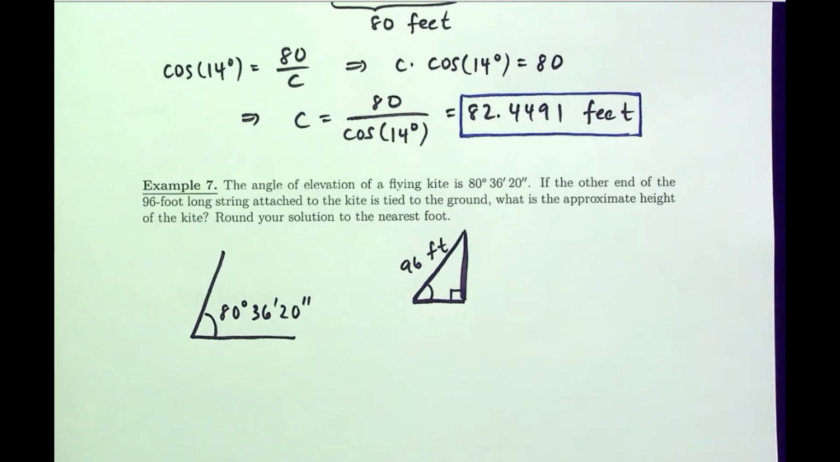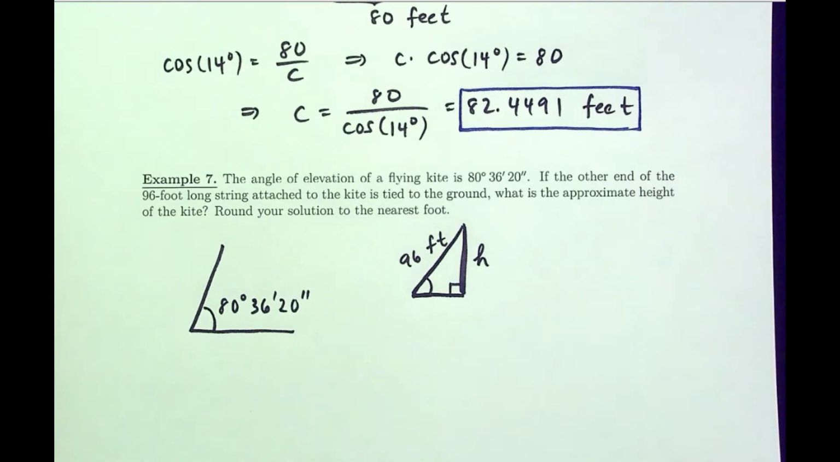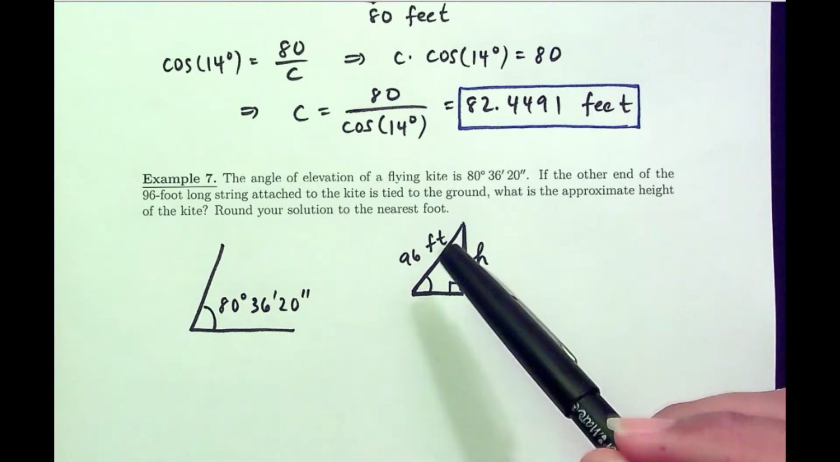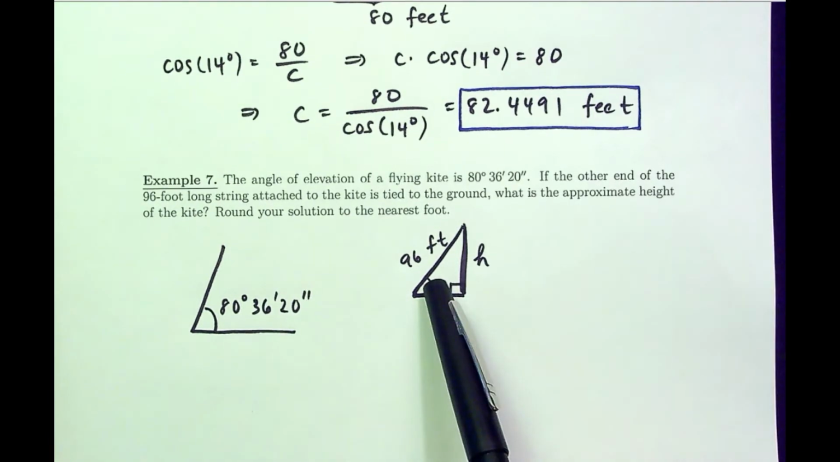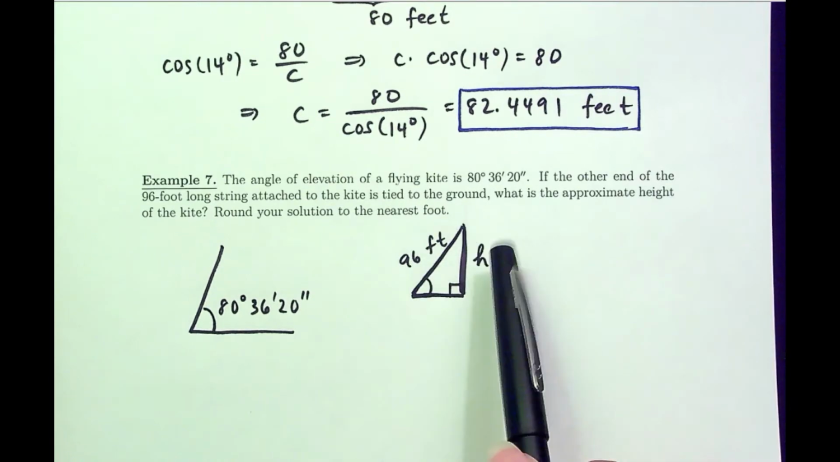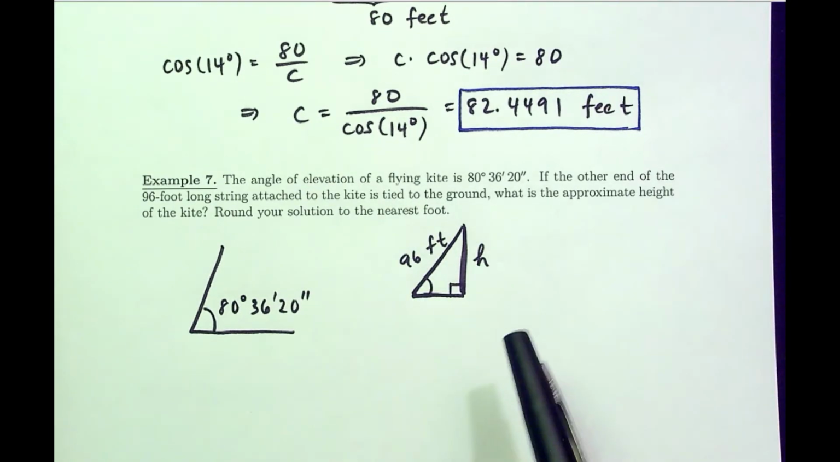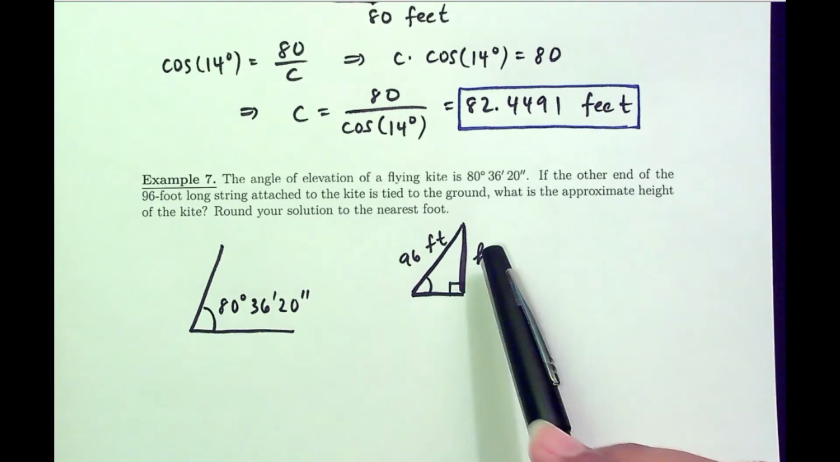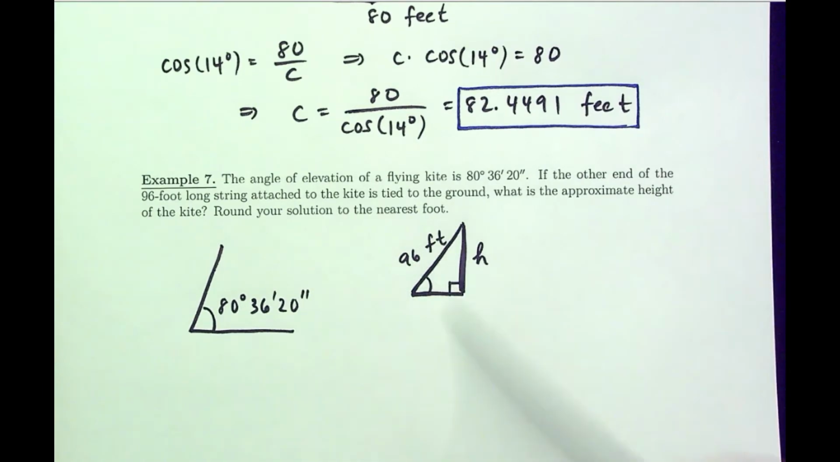What are we trying to figure out? We're trying to figure out the height of the kite. Now again, you have to think which of the three trigonometric functions relates the things that you know and what you're looking for. So I want a trig function that relates this angle to the hypotenuse and to this side. Which of the three trigonometric functions relates the angle, this height, and the hypotenuse?